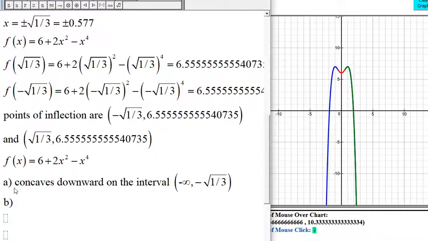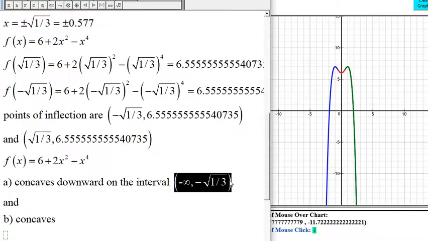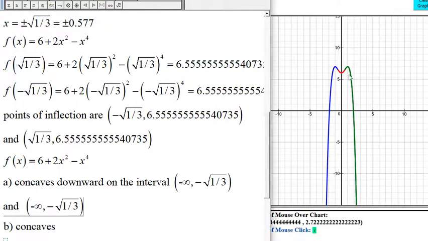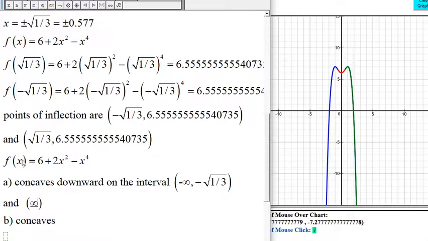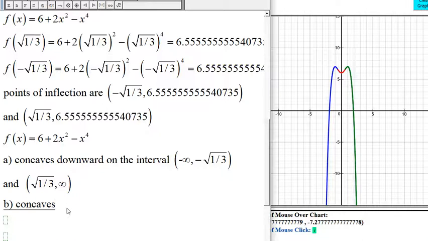And then concaves up. And let's go ahead and put this also on the interval from the square root of 1/3, and then the green part, that's going to be from the square root of 1/3 all the way to the right side, which is positive infinity. So it'll be the square root of 1/3. And then the graph concaves upward on the interval.